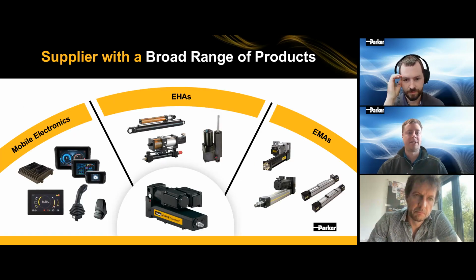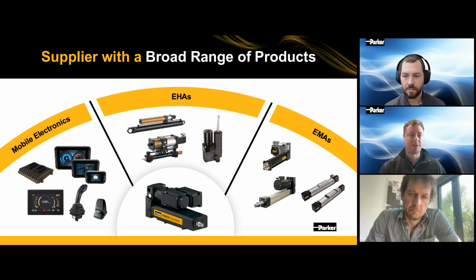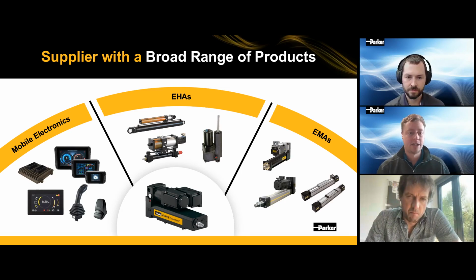So lastly, I just want to touch on what we have available. At Parker, we have a broad range of products. From mobile electronics, we have displays, controllers, joysticks and sensors to meet your on and off highway needs. From an EHA perspective, we touched on our new Force Command, but we also have our current Force EHA, or as we knew it in the past, the Compact EHA. We also have the HAS, for those higher force loads, HAS standing for Hybrid Actuation System.